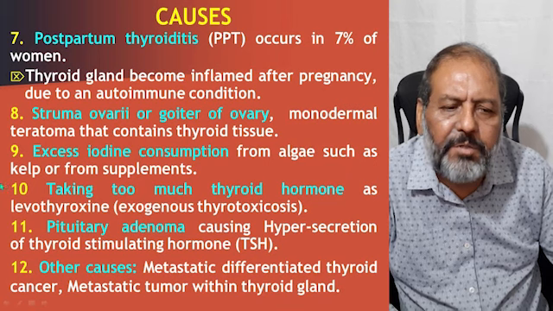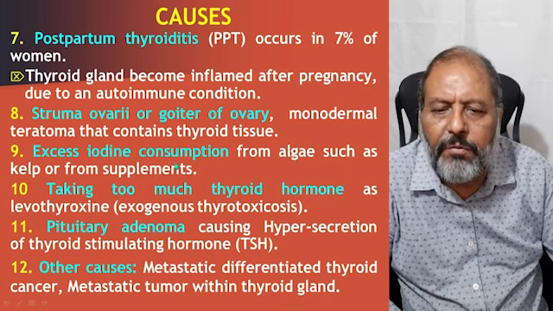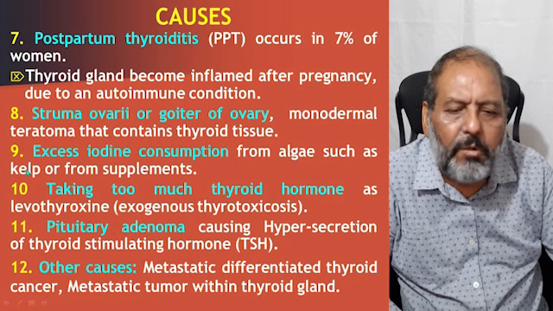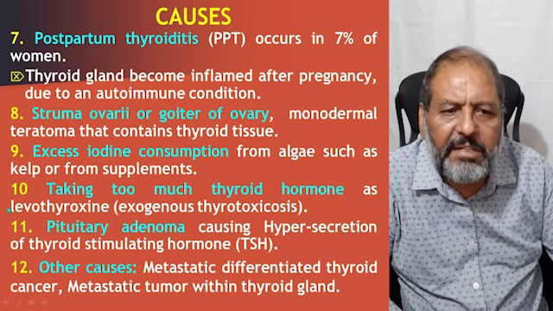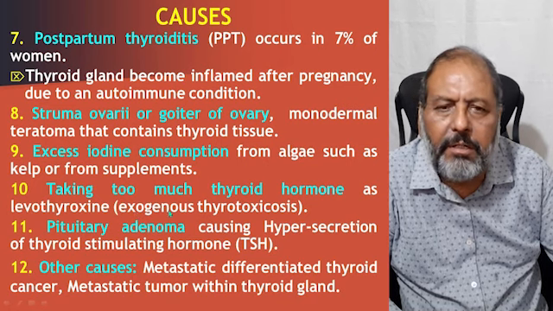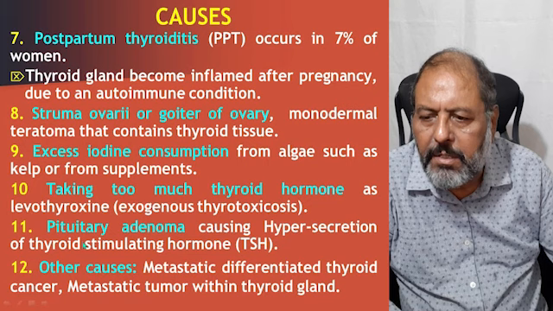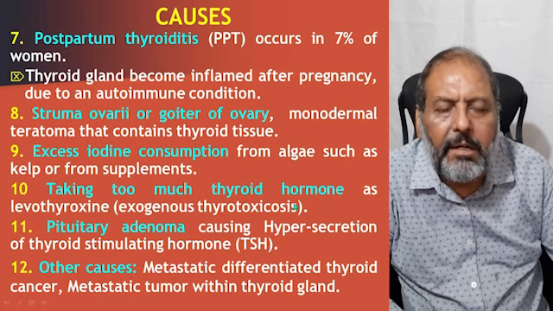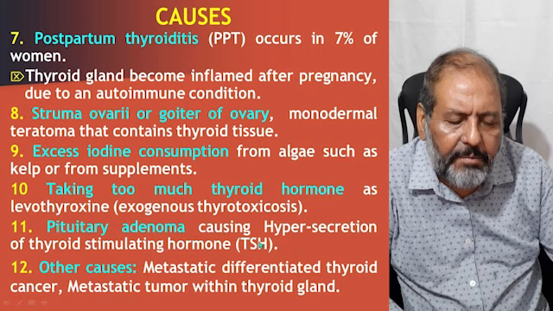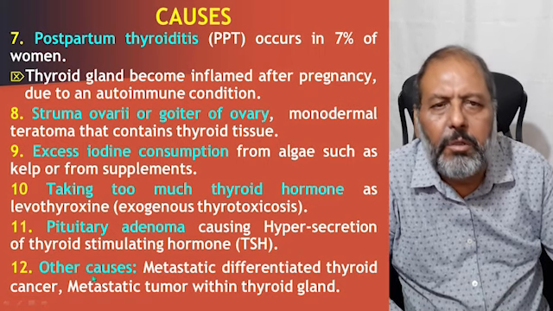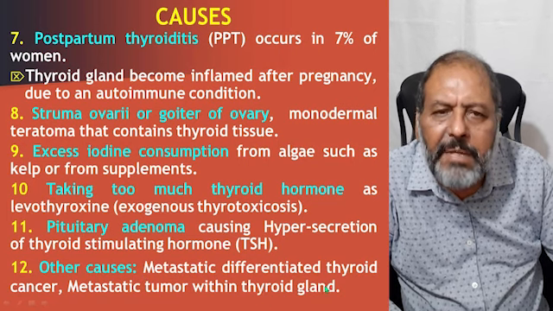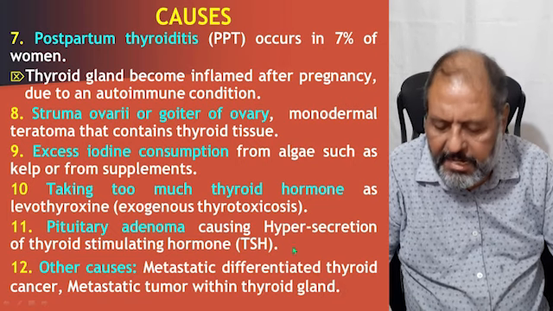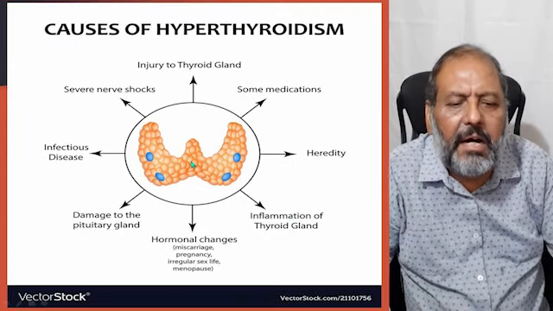Excess iodine consumption from algae such as kelp or from supplements which contain iodine. The 10th is taking too much thyroid hormone, as in certain diseases where one uses more levothyroxine, which is called exogenous thyrotoxicosis. Number 11 is pituitary adenoma, causing hypersecretion of thyroid stimulating hormone TSH. Already I have shown you the diagram, and that is going to stimulate the thyroid to produce more T3 and T4. Other causes are metastatic differentiated thyroid cancer, metastatic tumors within the thyroid gland that can increase the activity of the thyroid gland, causing hyperthyroidism.